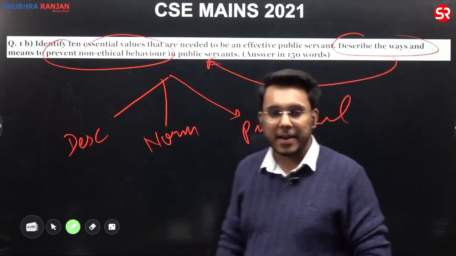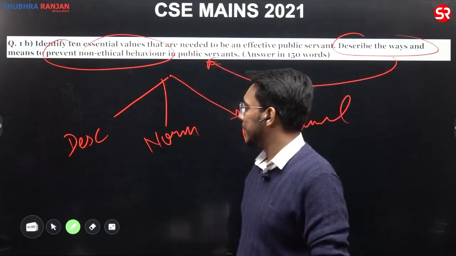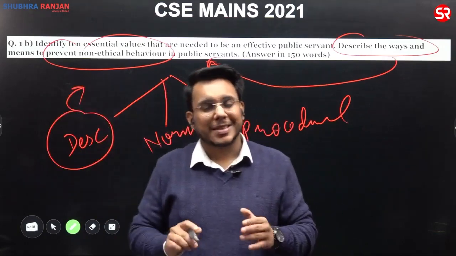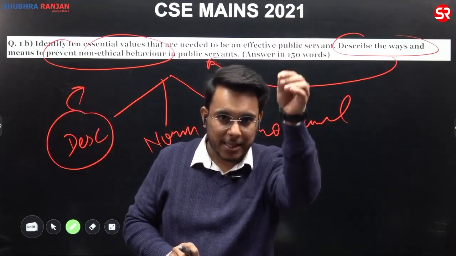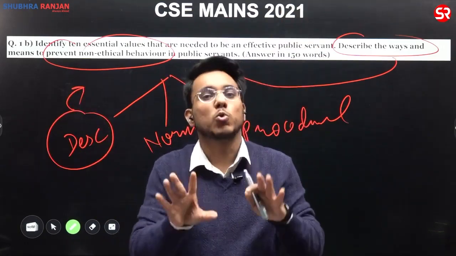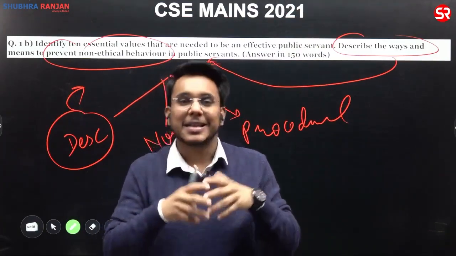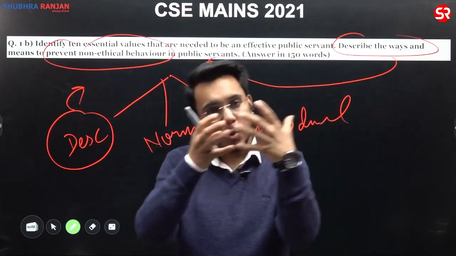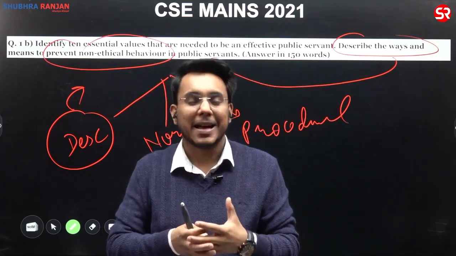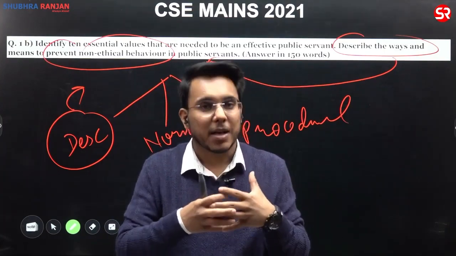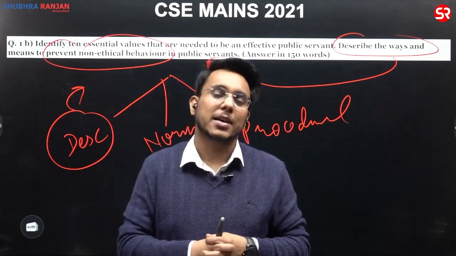Descriptive way, normative way, and the procedural way. Now, what do we mean by descriptive way? It simply means that you just give the civil servants a descriptive list of do's and don'ts, and just by following that list, they will understand what is to be done and what is not to be done. Is it clear? By that they can indirectly learn the ethics.